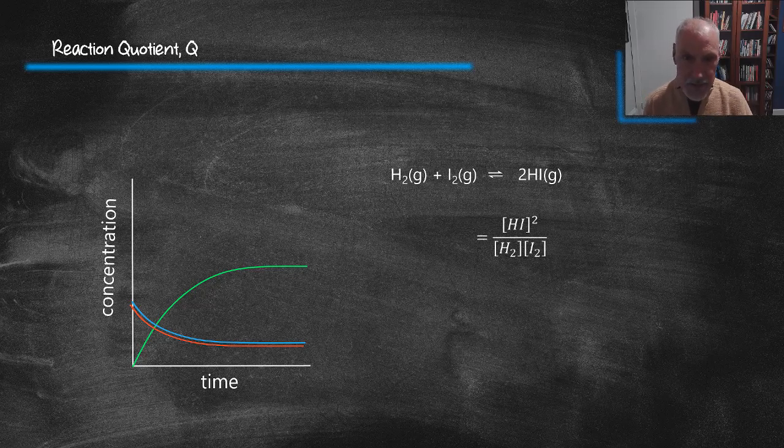To evaluate the equilibrium law expression, we require knowledge of the concentrations at equilibrium. So anything to the right of this dotted line, we would be evaluating the equilibrium constant. Taking those concentrations and putting them in the expression, we'd come up with a number for the equilibrium constant.